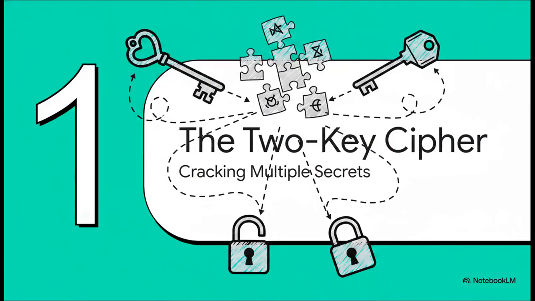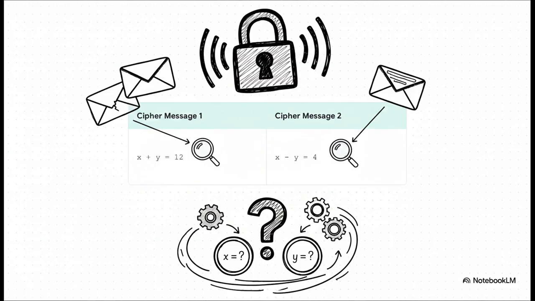We're going to call this puzzle the two-key cipher. You can think of it as a coded message that's impossible to solve with just one piece of information. You absolutely need two related clues, two keys, working together to reveal the hidden truth. Okay, let's take a look at our first cipher.